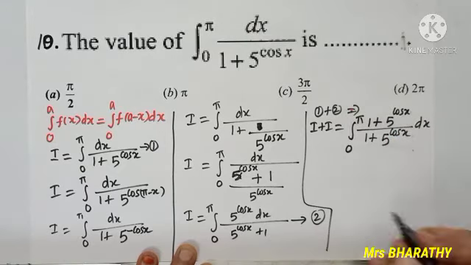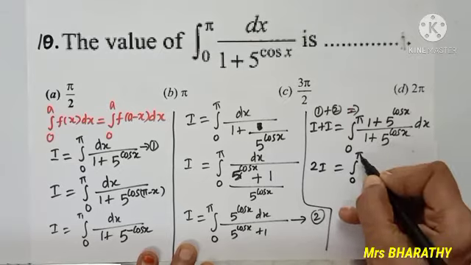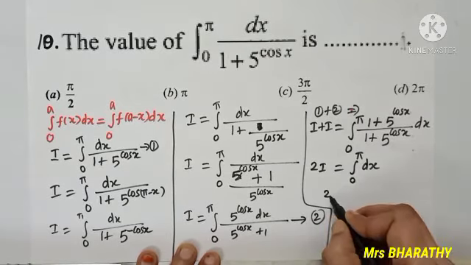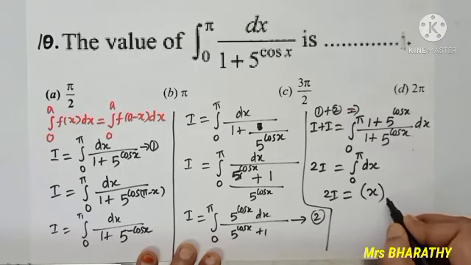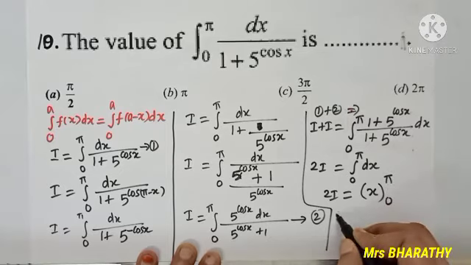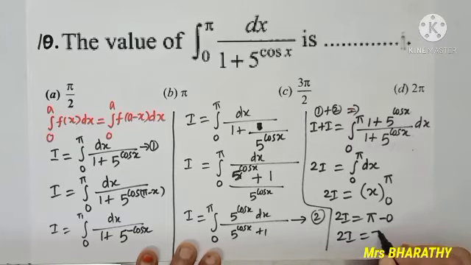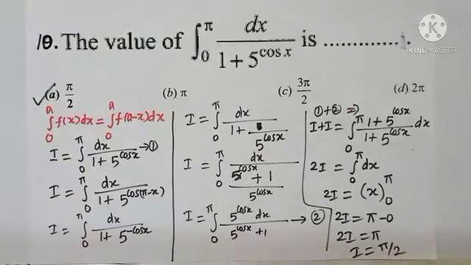And we can very well cancel. I plus I, 2I. Integral 0 to pi, we are just left with dx. As I integrate, integral dx is just x between the limit 0 to pi. Upper limit pi, lower limit 0. 2I is pi, giving us I value pi by 2. The right option is A.